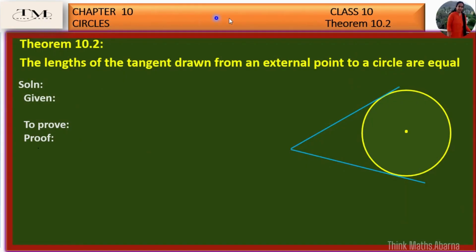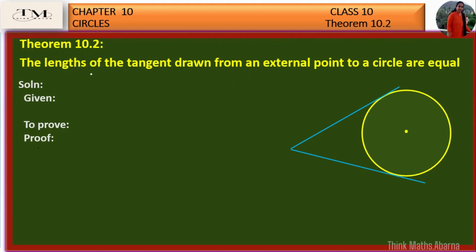to Think Maths. We are in Class 10 Maths, Chapter 10, Circles. In this session, we are going to discuss Theorem 10.2. So, what is Theorem 10.2? The lengths of the tangents drawn from an external point to a circle are equal. What do you mean by lengths of the tangent?